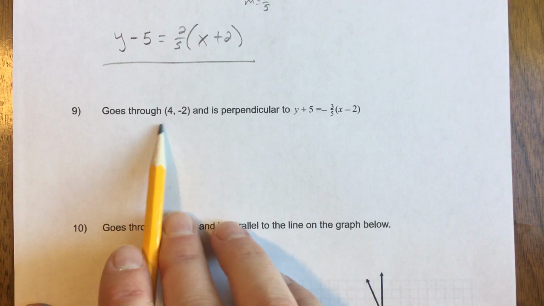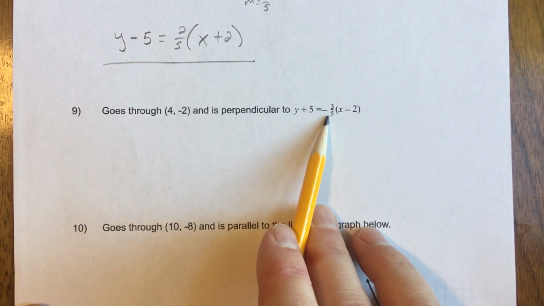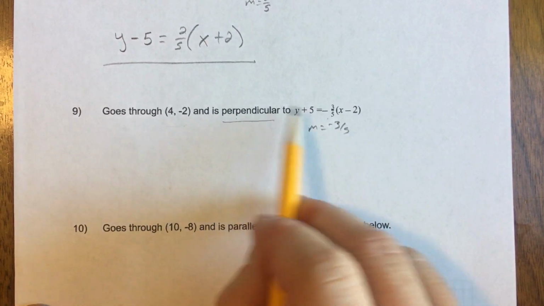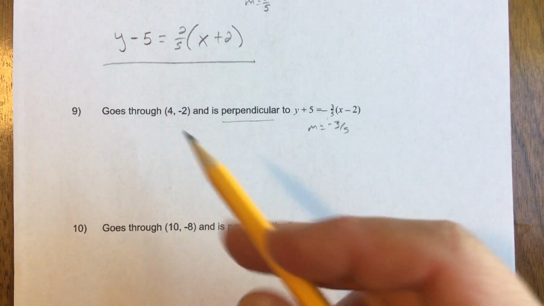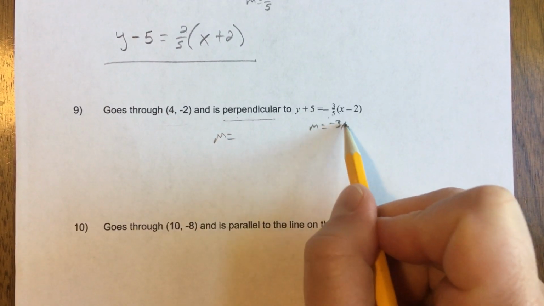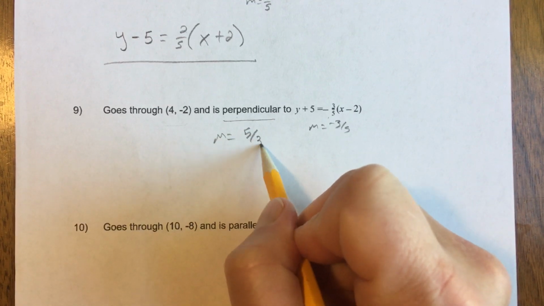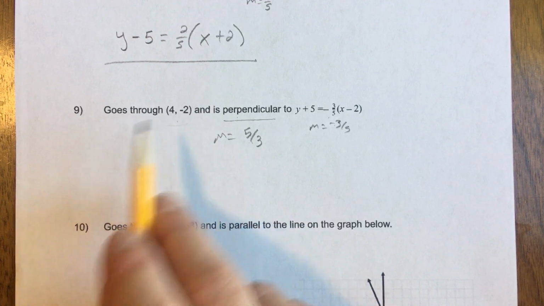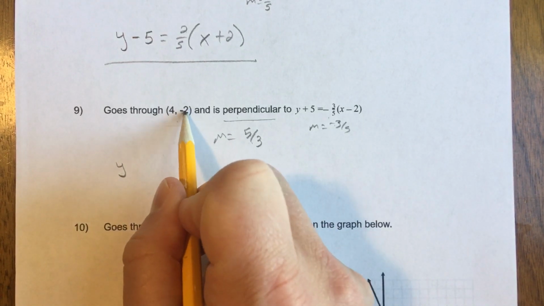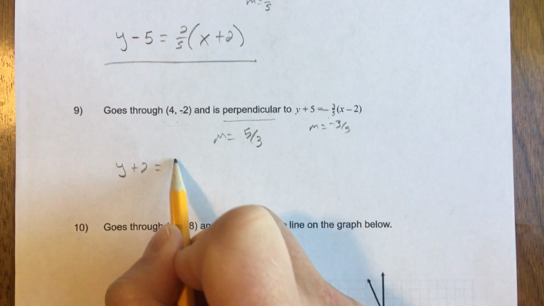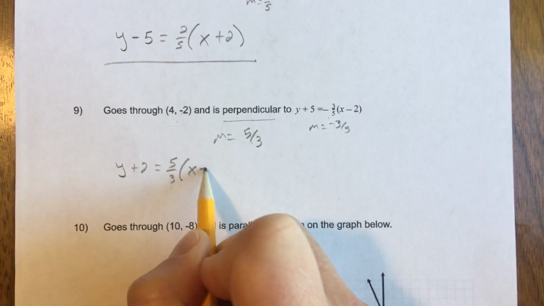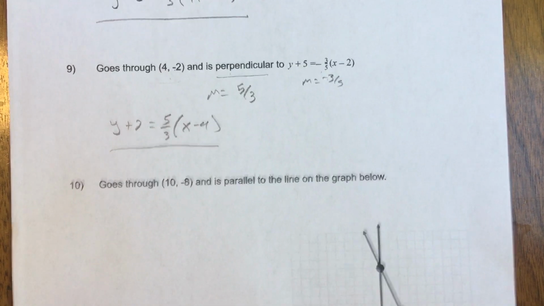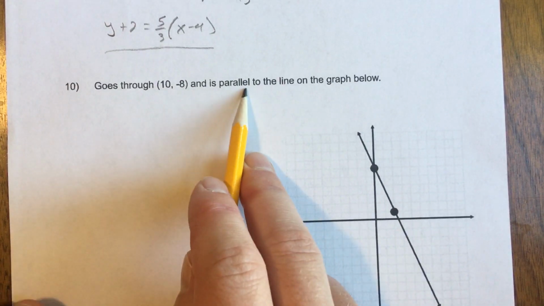So this one here, same thing, we've got a point, and we're perpendicular to this. This has a slope of -3/5. Since we're perpendicular, that means our slope is just going to be a flip and change the sign. So if you have -3/5, flip it, 5/3, change it from a negative to a positive. So that's the slope of our line, and it goes through this point. So y minus -2, y plus 2, equals slope times x minus x. There's your equation.